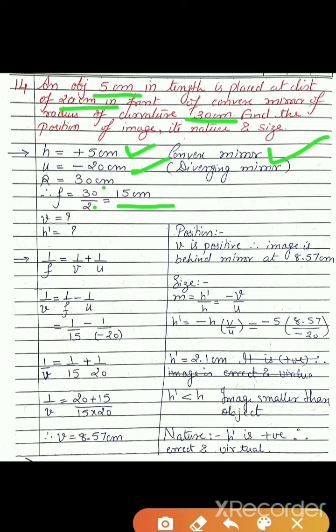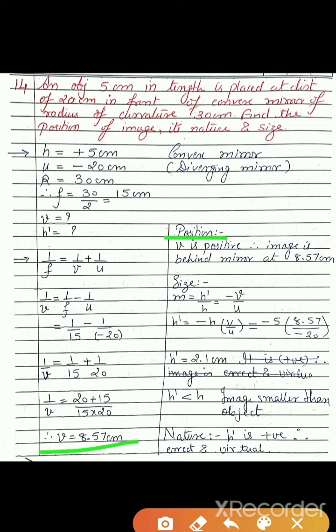Now I have to calculate the position of the image, that is V, and then the size, that is H dash of the image. So we'll start with the mirror formula. Then I want to calculate the image distance, so I'll make 1 by V subject of equation. I'll substitute all the values along with the sign and obtain the value of V. Now I wanted position. So position, first of all I'll solve for position.